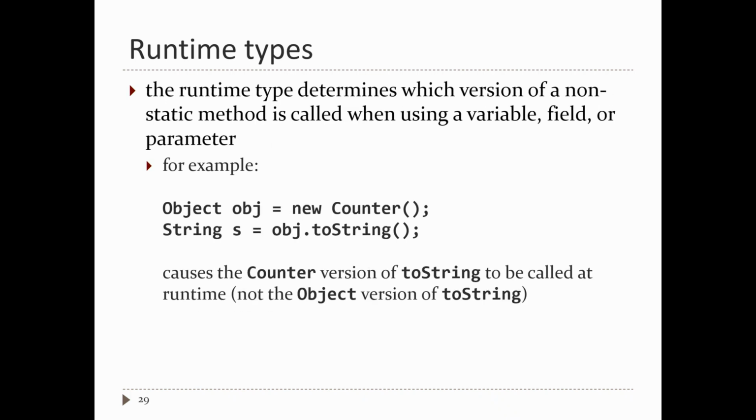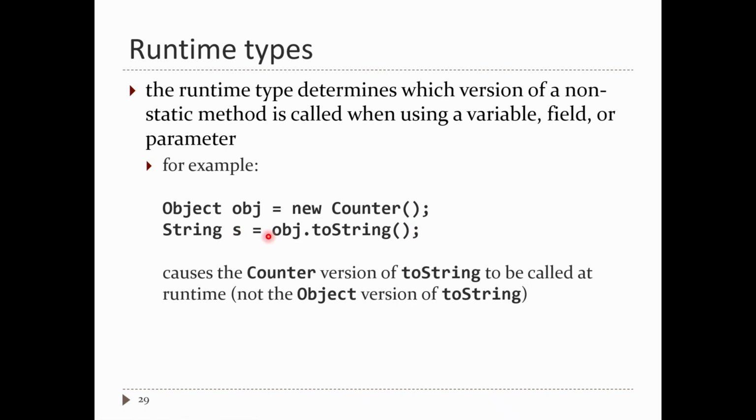The runtime type determines what version of a method you get when you call a method. Actually, it's what version of a non-static method you get. So here, when I use obj to call toString, step one: can I actually use obj to call toString? The answer is yes. BigOObject has a toString method, so this line works.